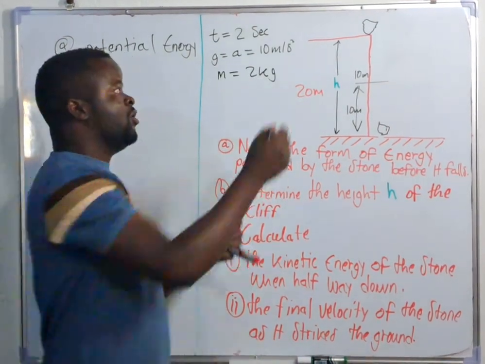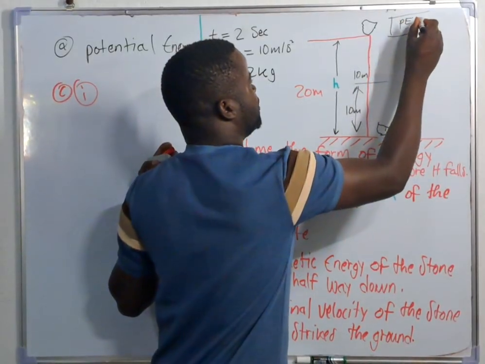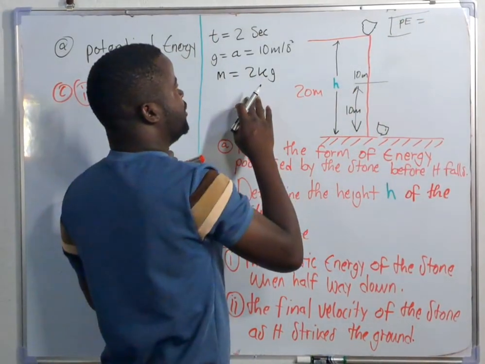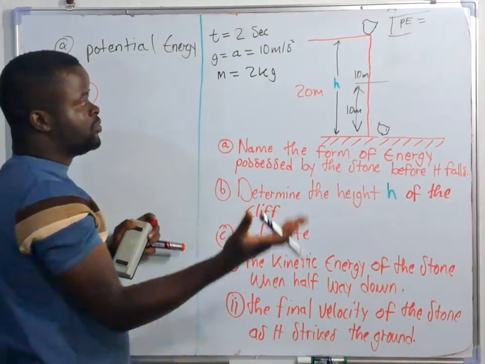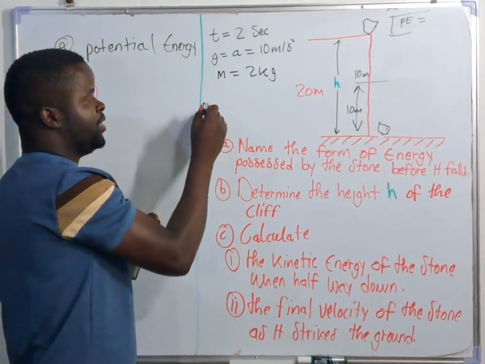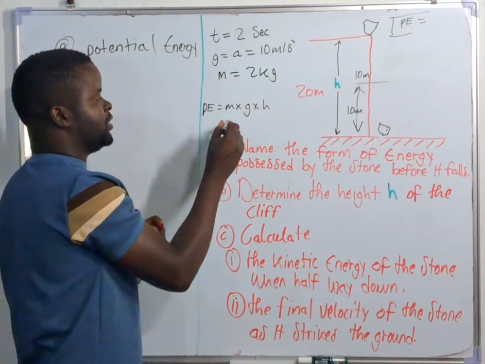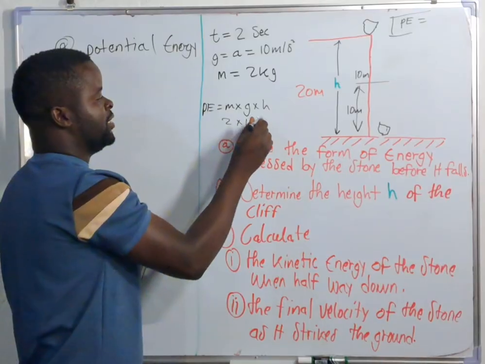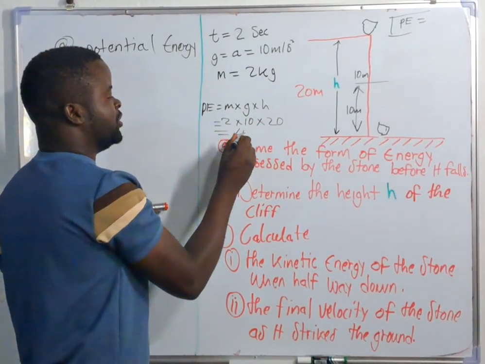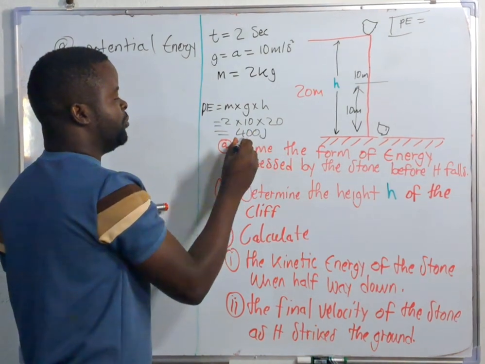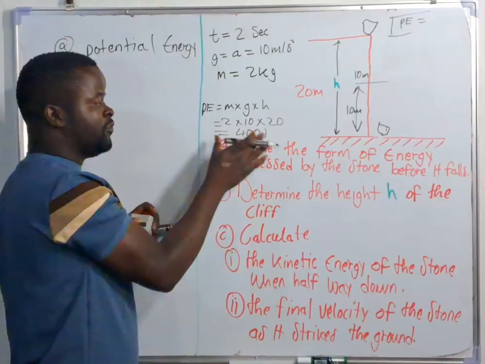This simply means that on top of the building, we need to find the potential energy. Remember, PE is equal to mass times gravity times height. If the mass is 2, gravity is 10, and height is 20, then the potential energy on top of the cliff is 400 joules. But the question is not asking us to find potential energy.